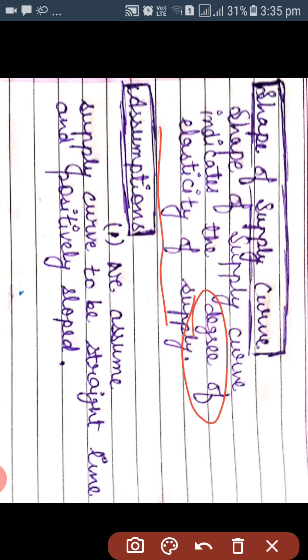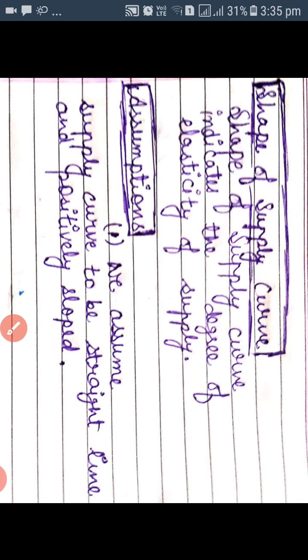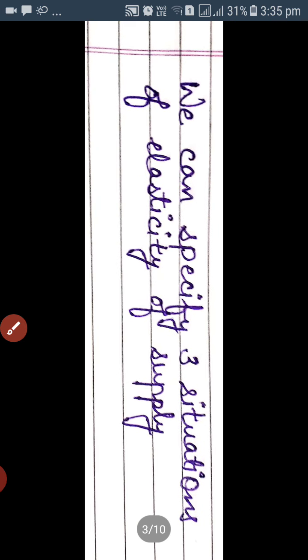And before discussing the shape of supply curve, we will assume one thing. We will assume that the supply curve is a straight line and positively sloped. This is an assumption. We will have three situations. We can specify three situations of elasticity of supply.